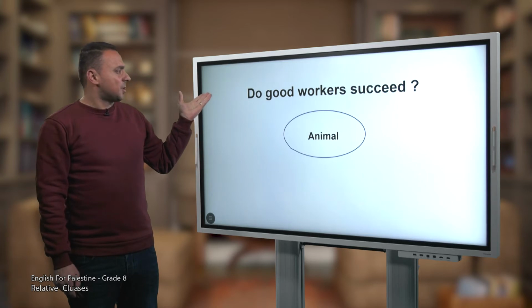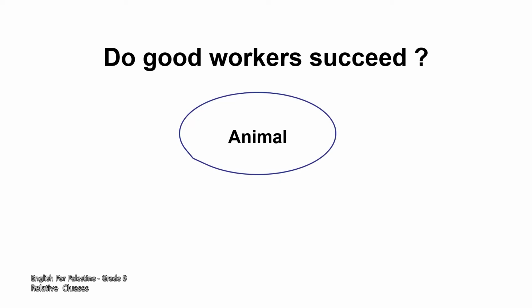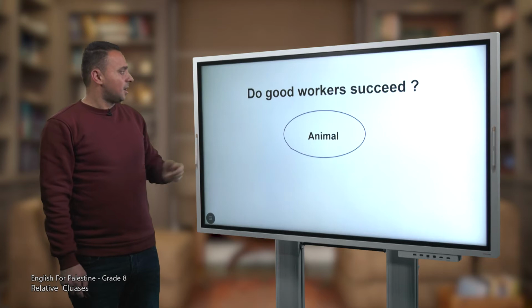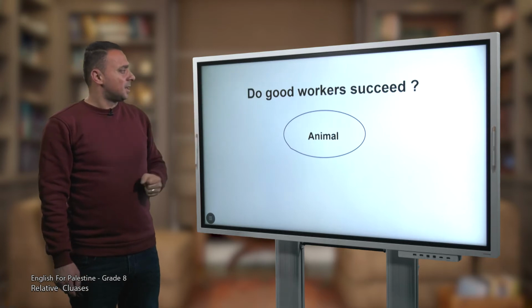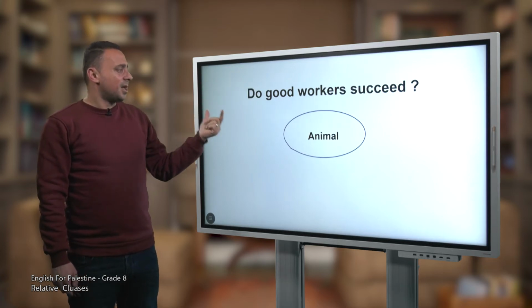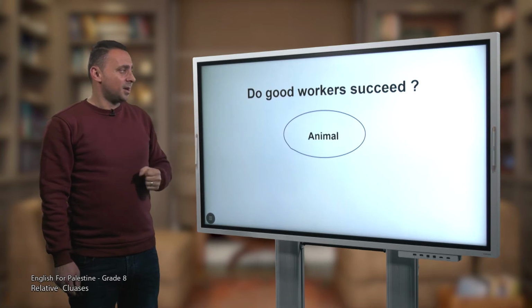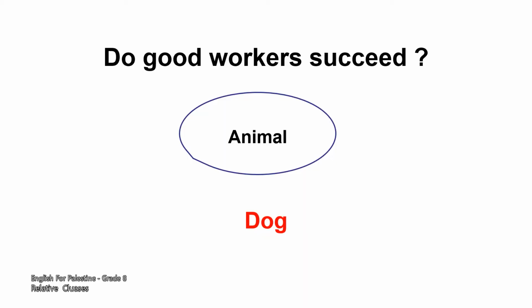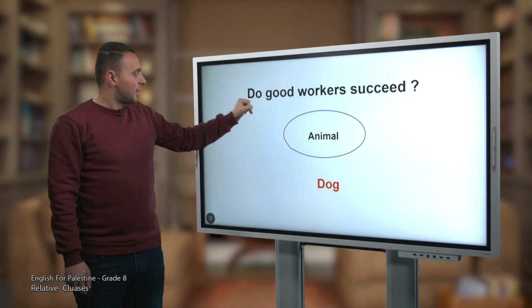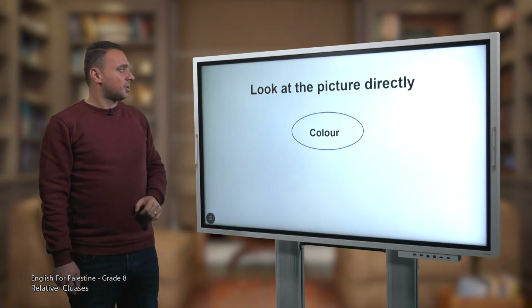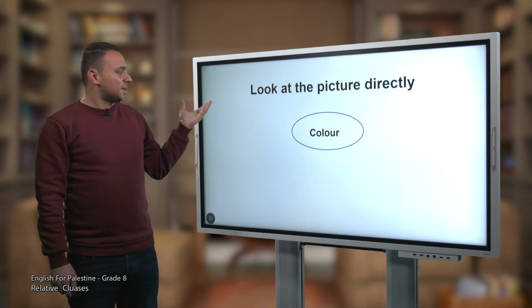Let's read this question. Do good workers succeed? I want you to find me a name of an animal. Can you guess? Very good. It's dog. Notice, dog. Let's continue. What about this example?